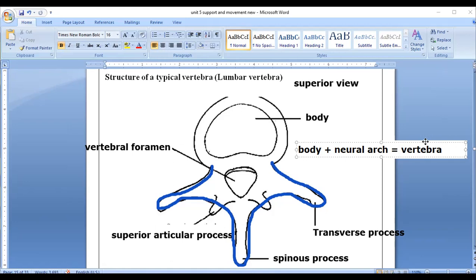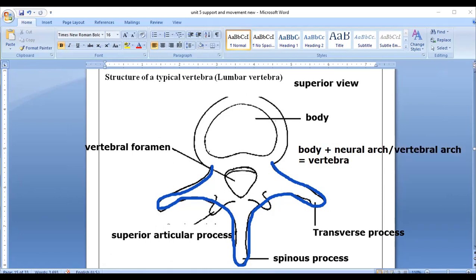Sir, my doubt is, are vertebral arc and neural arc the same? Vertebral arc and neural arc are the same. Your book has written vertebral arc. Yes, sir. It can be called neural arc or vertebral arc. So body plus neural arc makes what?